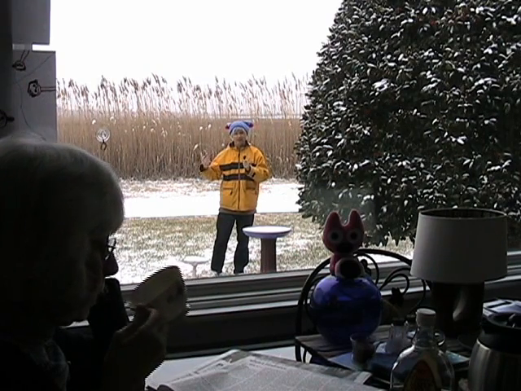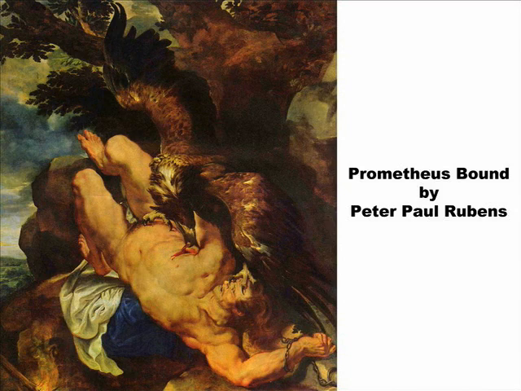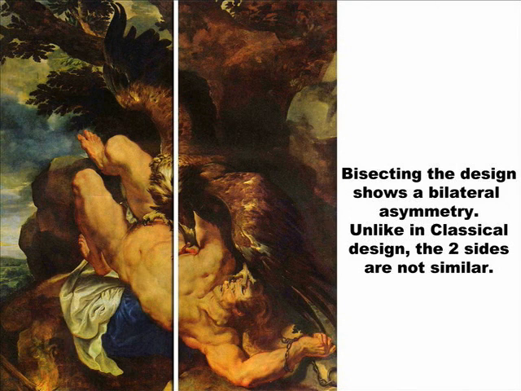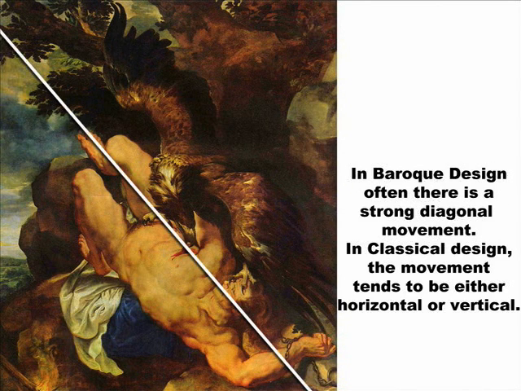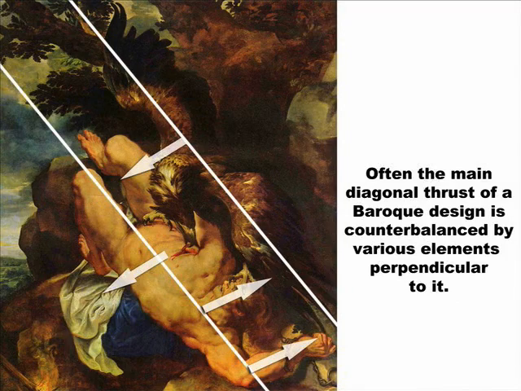The Baroque period in art history was around the 17th century, and a great example of Baroque design is Peter Paul Rubens' painting of Prometheus lying in agony as a great raptor eats his liver. Notice that a vertical line down the center reveals two sides that are very different but asymmetrically balanced. The overall visual thrust is clearly diagonal. Often there are visual elements that play off perpendicularly against the main diagonal.